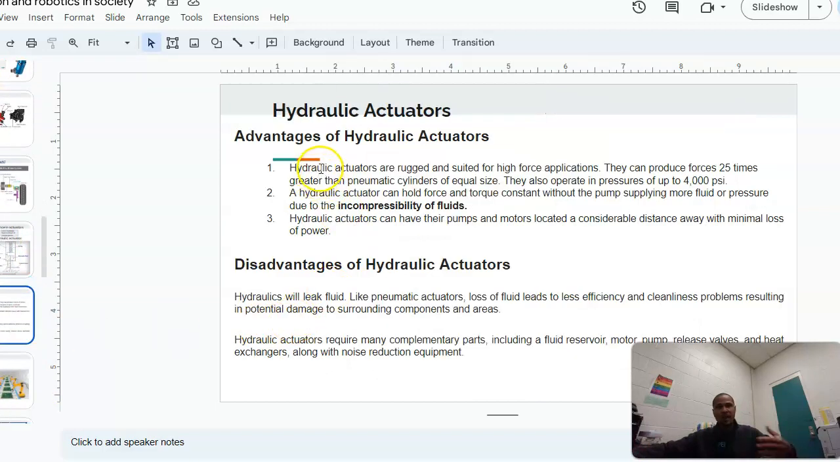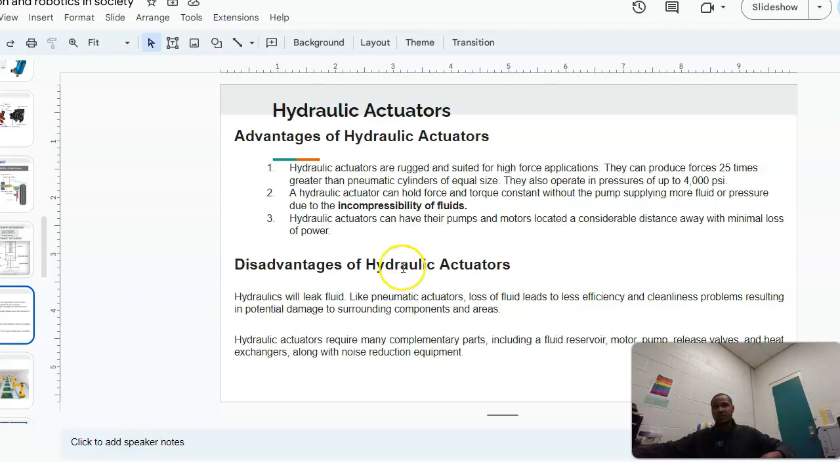This here is just some advantages of hydraulic actuators. All right. We already understand that a hydraulic actuator can hold force and torque consistent with the pump supplying more fluid or pressure, due to the incompressibility of fluids. Fluids cannot be compressed.